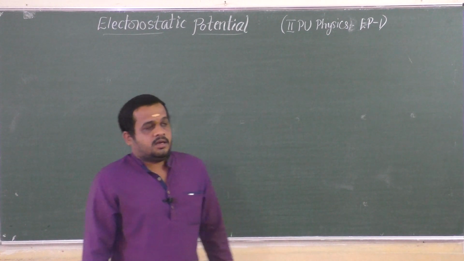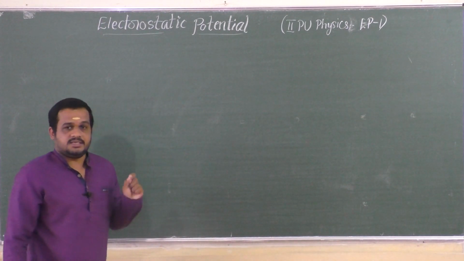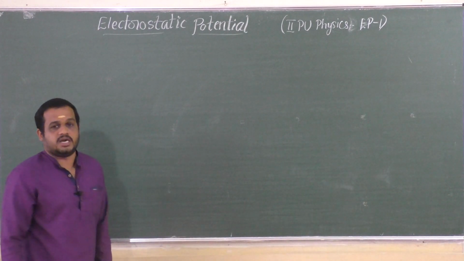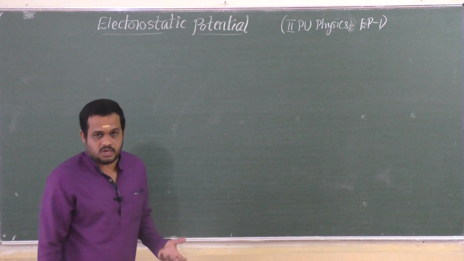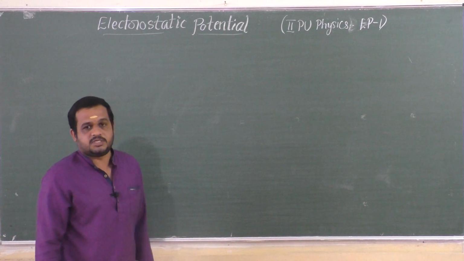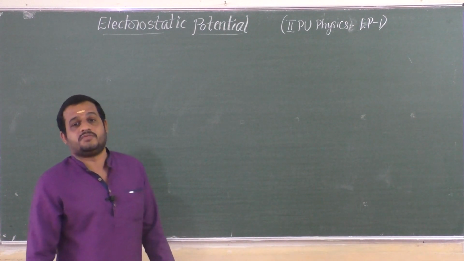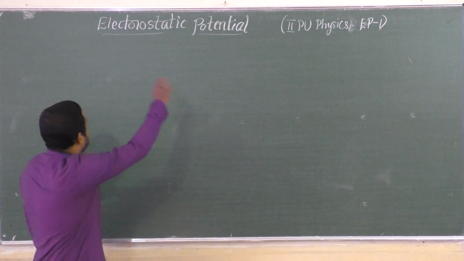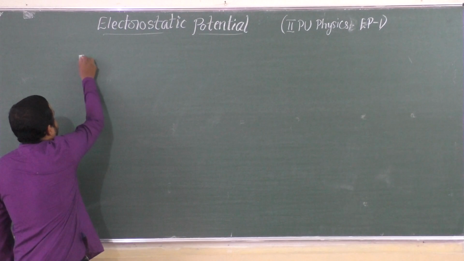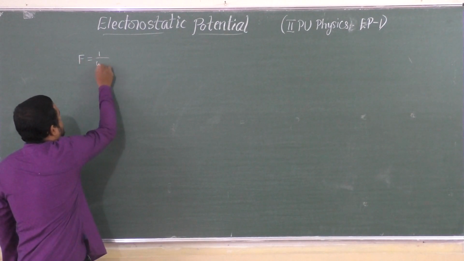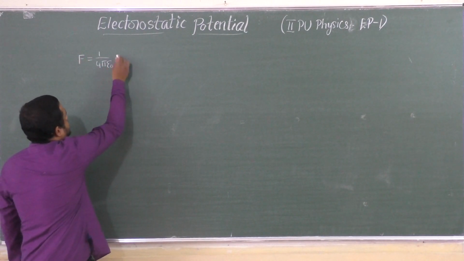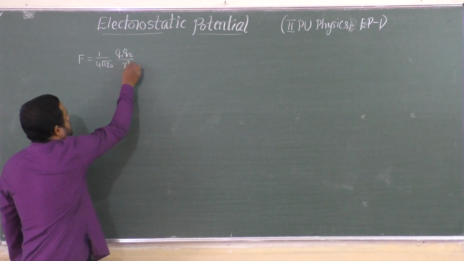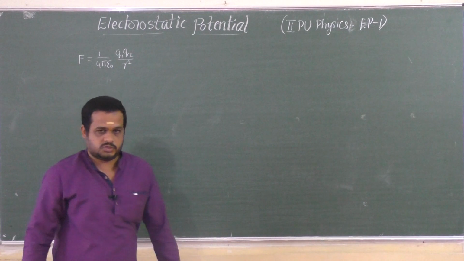Now in the previous chapter, that is electric charges and fields, we studied the concept of electrostatic force. We studied Coulomb's law. We obtained an expression for electrostatic force of attraction or repulsion between two static charges. It is given by 1 over 4 pi epsilon naught into Q1 Q2 divided by r square.